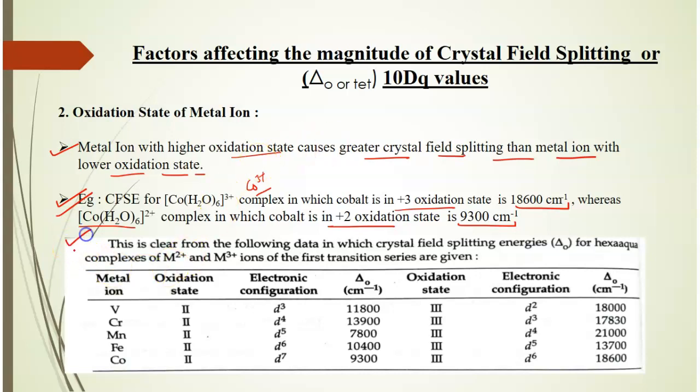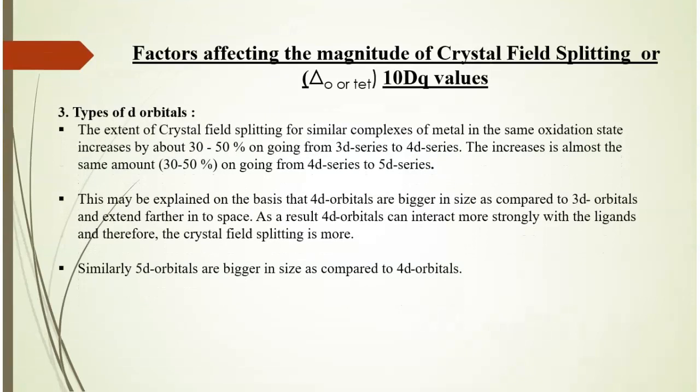So we have a chart over here where you can find various other examples of the same. You can go through it and remember any of the values, and while describing it in your paper, you can take up any particular complex and give the example. So the next point would be the type of d orbitals.